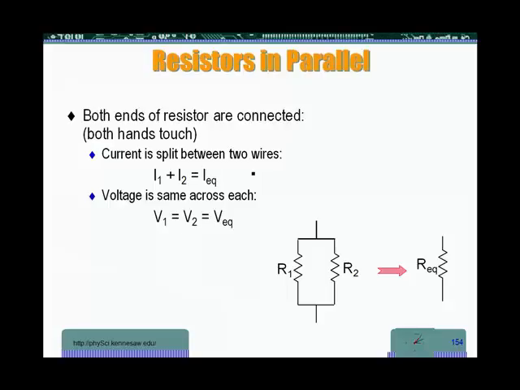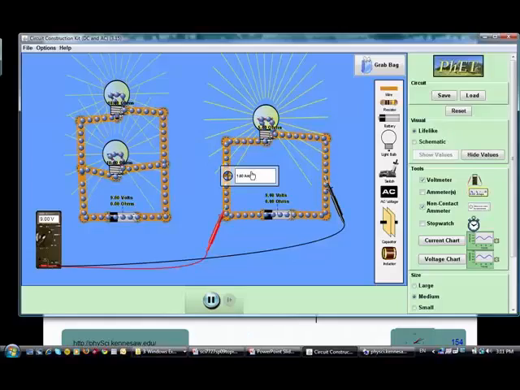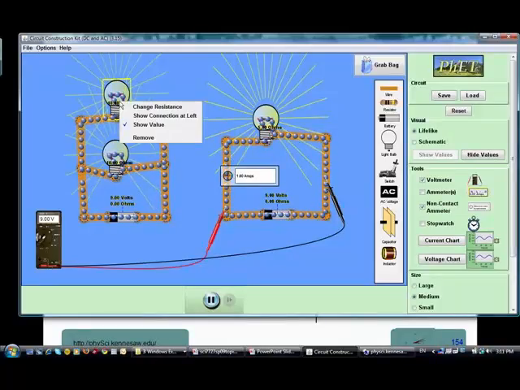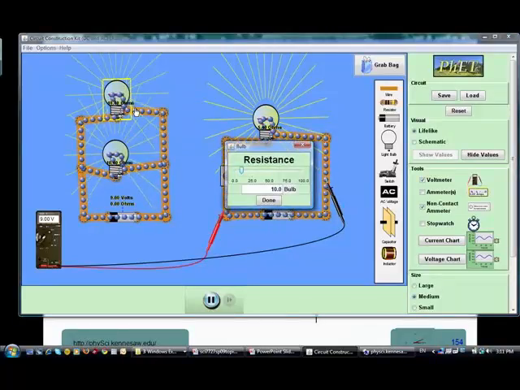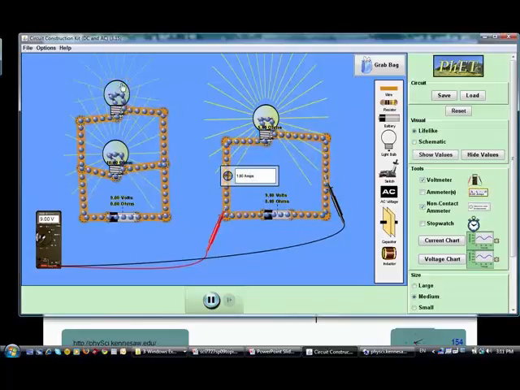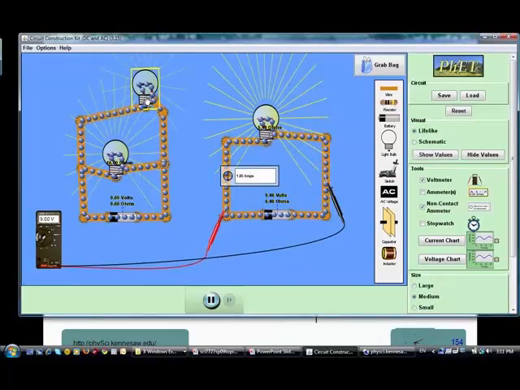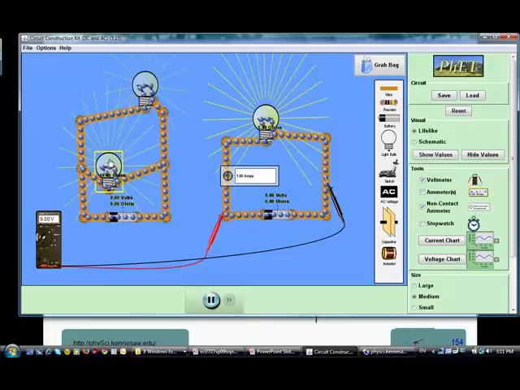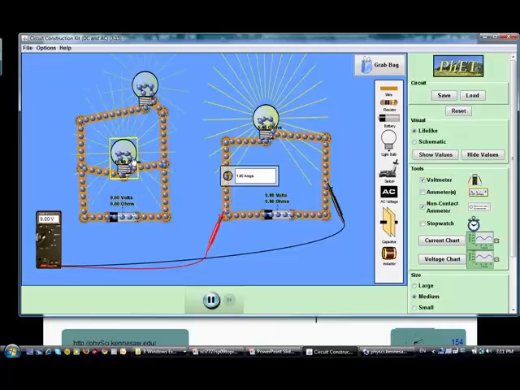I'm going to do it for non-identical light bulbs. So I'm going to change this one to 20 ohms. Now when we have that one at 20 ohms, notice here it is not as bright as the other one.